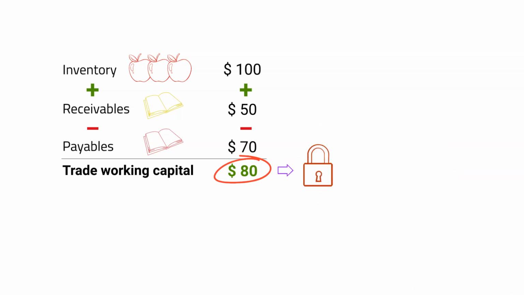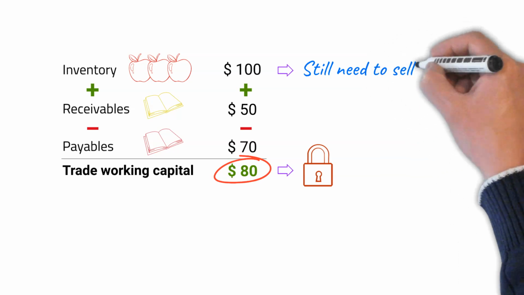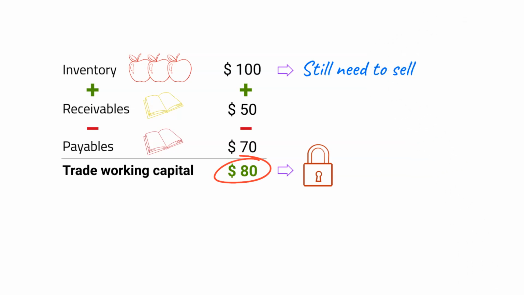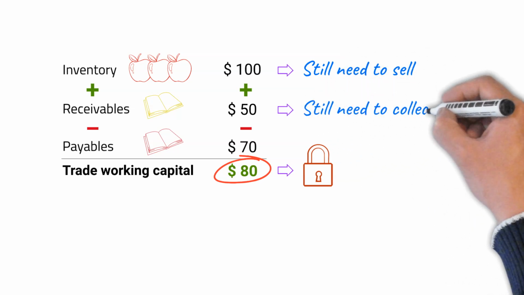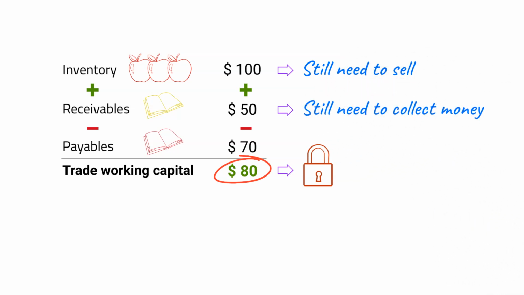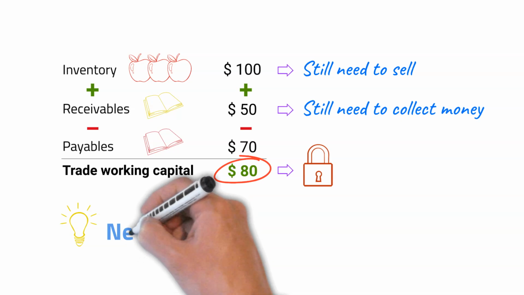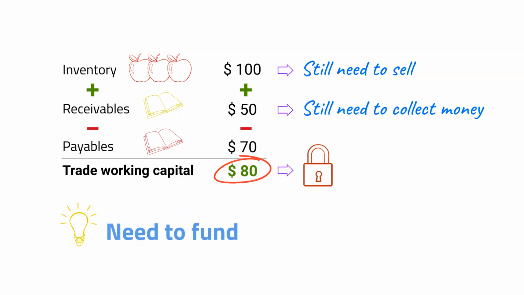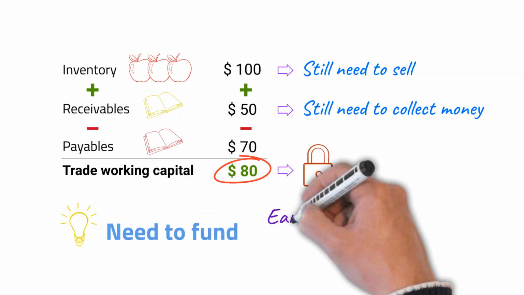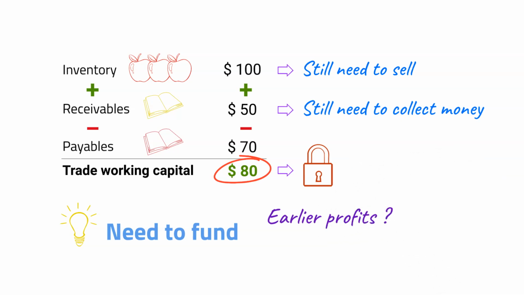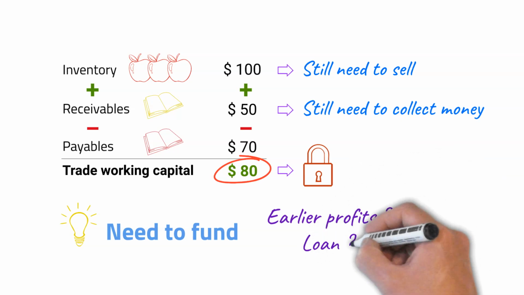Why? We have spent $100 on buying apples which still sit in inventory and which we have not sold yet. Moreover, for the apples we have sold, we are still waiting for our customers to pay us $50, and we could delay our payments to farmers only for $70. This is money we have invested in operations but have not yet received back in cash. This cash will come later, but before it comes, we would need to find other sources of funding the business. That could be cash from earlier profits, or if it is not enough, then we can take a loan.